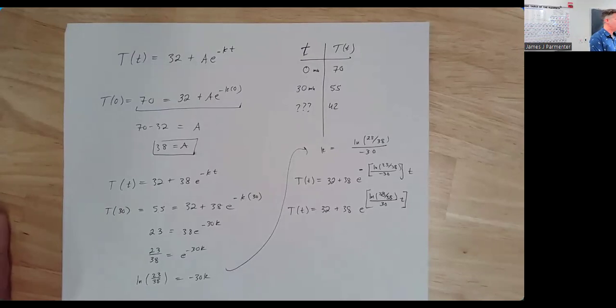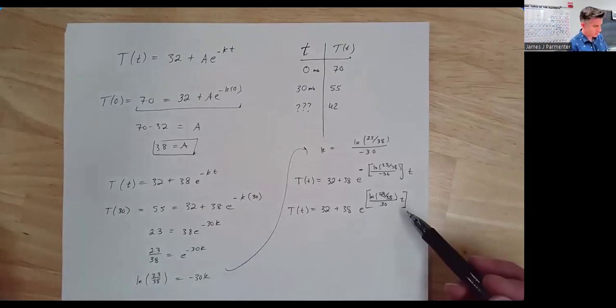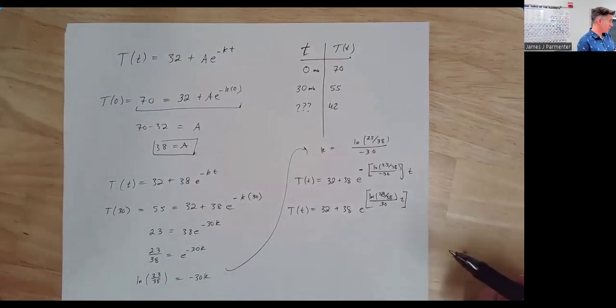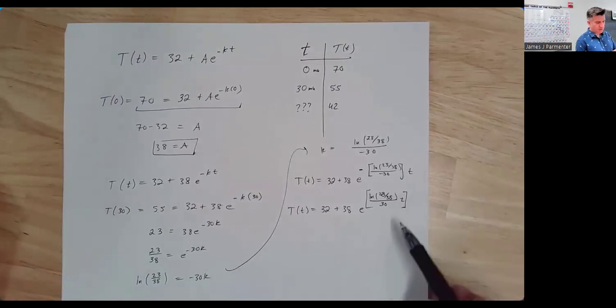Let me ask a good question here. Well, maybe two. At time equals 0, the temperature is going to be 70 degrees. As time goes on, is this object getting colder or warmer? Is this temperature getting larger or smaller?